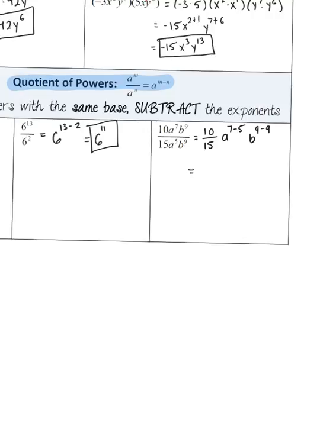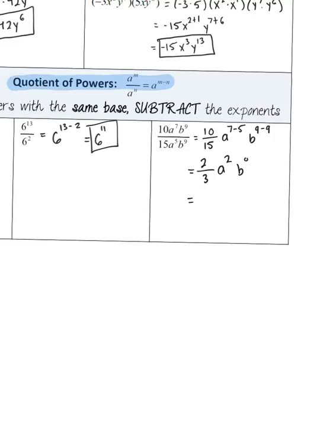So if I reduce 10 over 15, the biggest thing I can take from both of those is a 5. If I do 10 divided by 5, I get 2. And if I do 15 divided by 5, I get 3. Keep the A base the same. 7 minus 5 gives me 2. And then B to the 9 minus 9, 9 minus 9 is 0.